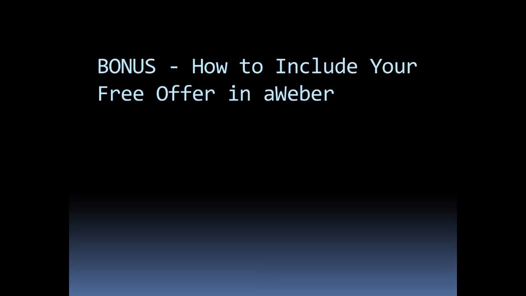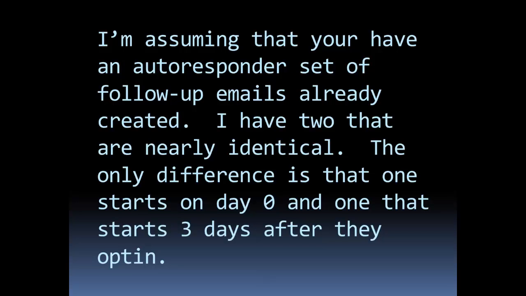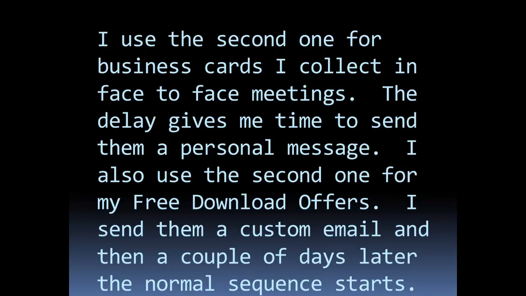Okay, how do we include your offer into Aweber? Now, this was trickier than I thought it should have been, but when I figured it out, I thought I'd walk you through it. I'm assuming you have an autoresponder set of follow-up emails already created. I actually have 2, and they're nearly identical. The only difference is that one starts on day 0, and the other one starts about 3 days later. I use this second one for business cards I collect in face-to-face meetings. The delay gives me time to send them a personal message after I enter them manually into Aweber. I also use this second one for my free download offers. I send them this custom one-off email, and then a couple days later, the normal sequence starts.